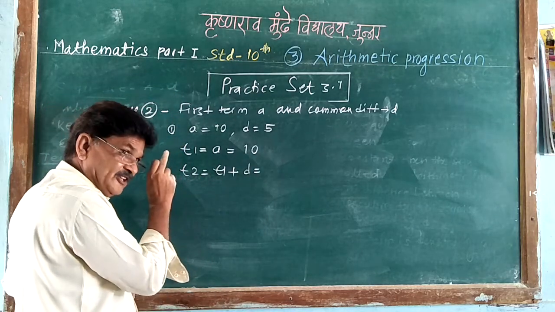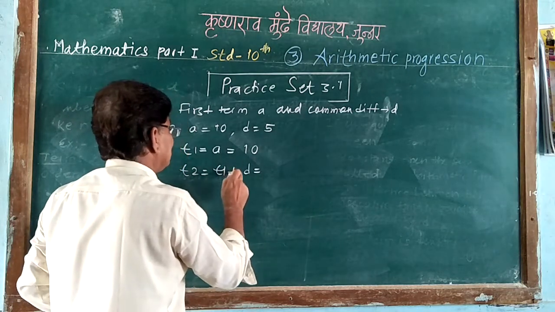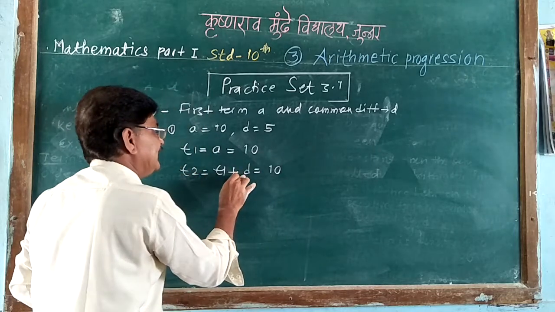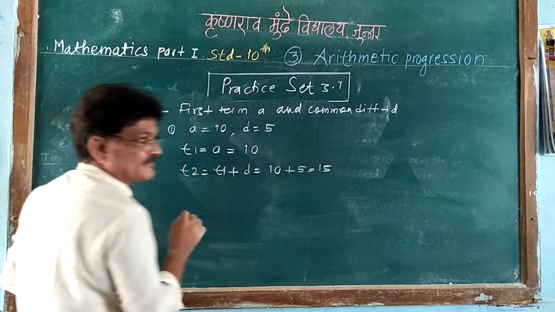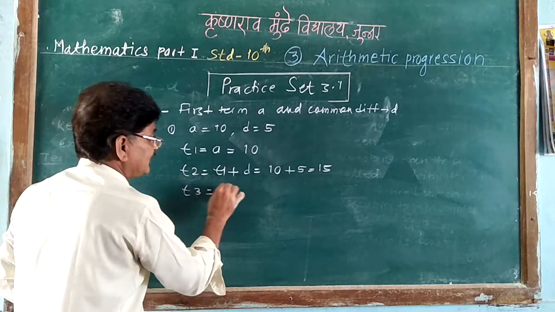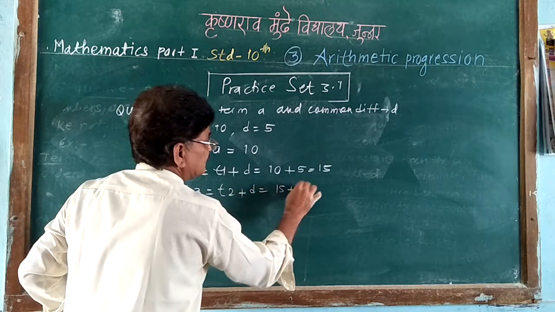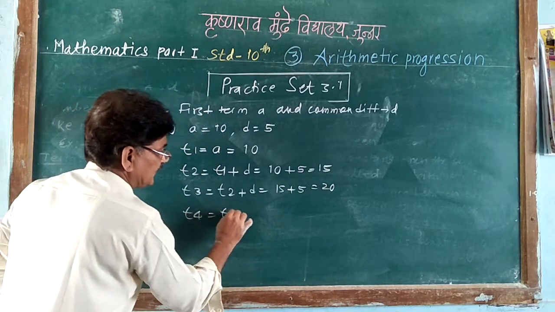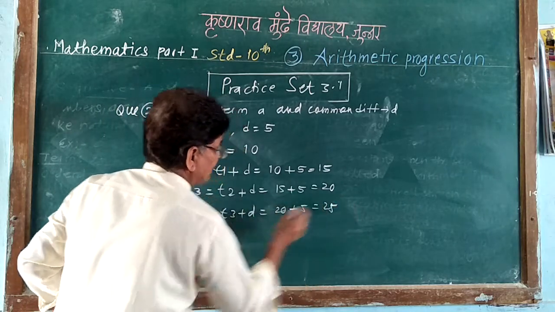Therefore write for the T2. T2 is equal to T1 plus D. What is the T2? T1 is 10 and D means 5, so T2 is equal to 15. Then write T3. What is the T3? T3 is equal to T2 plus D, 15 plus 5, that is 20. T4 is equal to T3 plus D, 20 plus 5, that is 25.